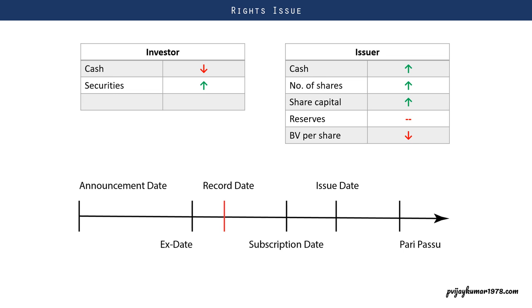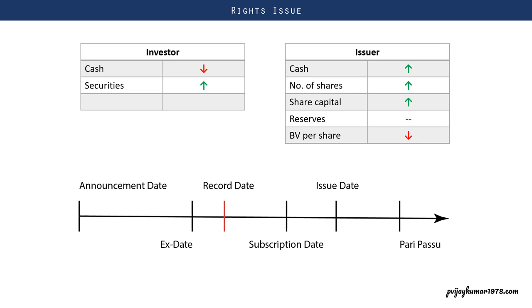The existing shareholders have the following options when they receive the rights: subscribe to the rights, renounce the rights, or sell the rights. If a shareholder has confidence in the company's future performance, believes that the rights are attractively priced, and has free cash to invest in those rights, then he or she may subscribe to the rights fully or partially. Else, the investors may renounce or reject the rights.